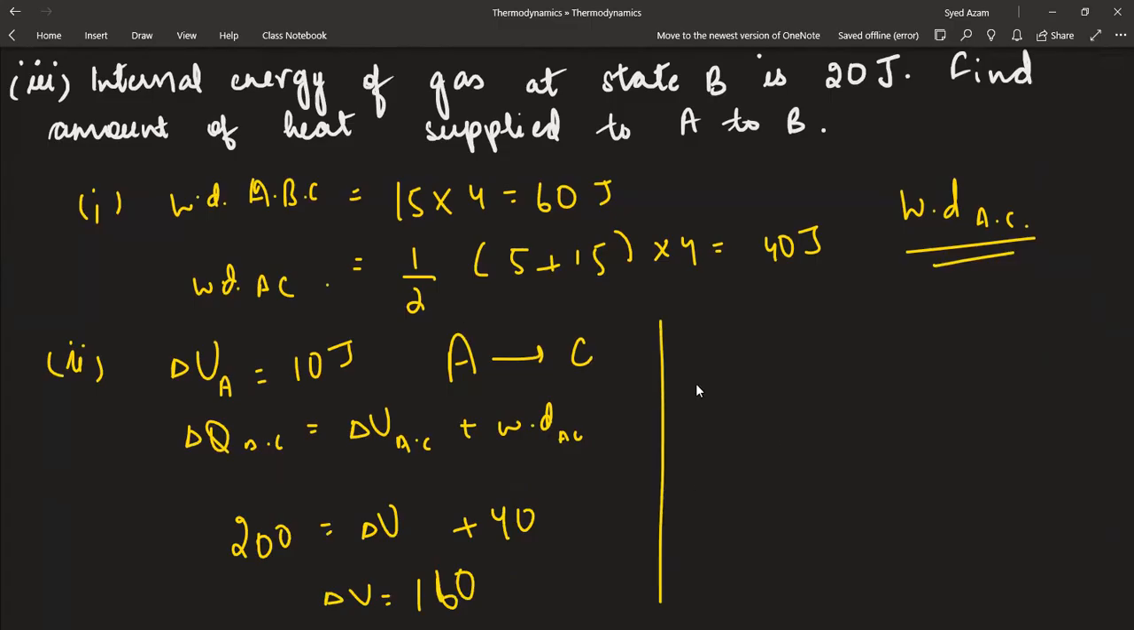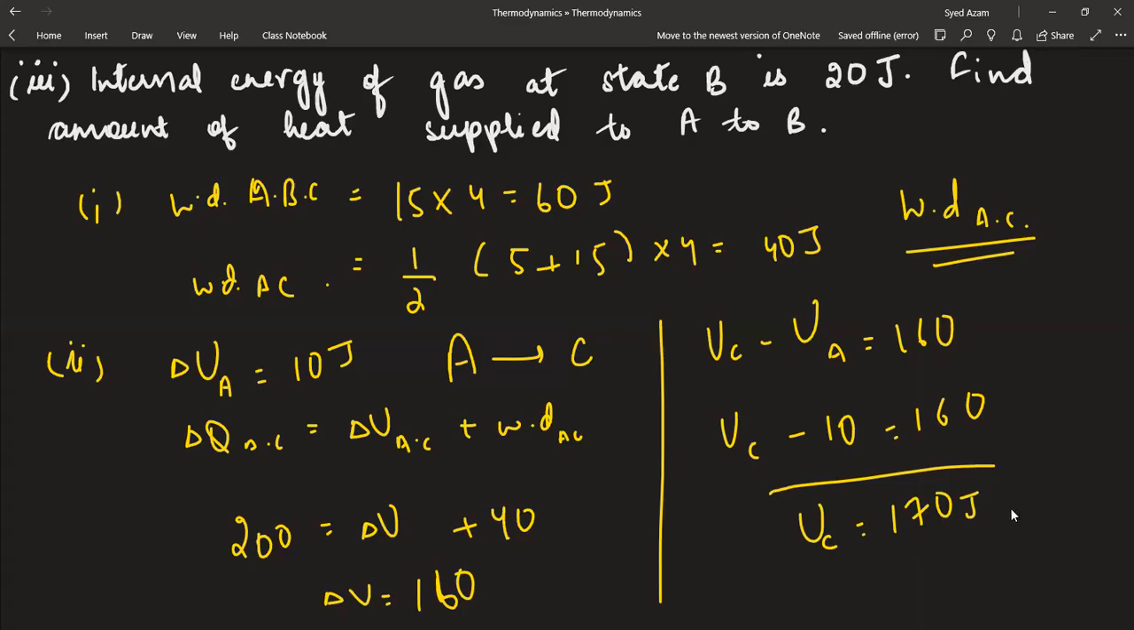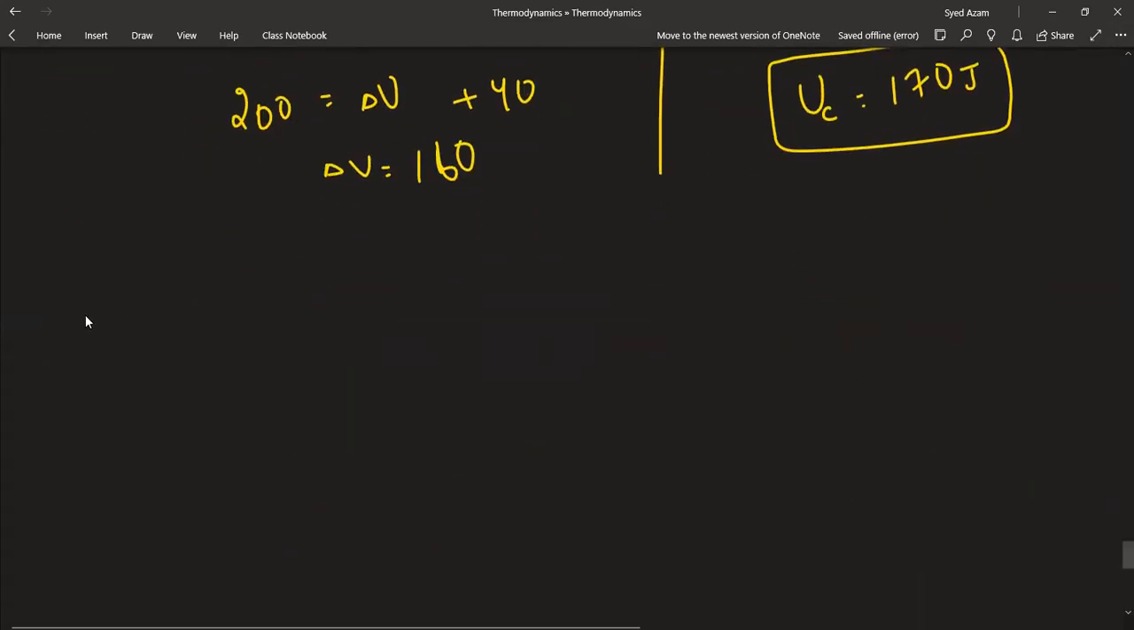Now, we have to find out the change. This was given as 10, so will it be 170? See, UC minus UA is calculated as 160. UC we have to calculate, and UA is 10, so 10 will be added here. So UC will be 170 joules. Right, and lastly it is saying the internal energy of a gas at state B is 20. Same thing, but you have to calculate now the heat supplied to it. So it is even shorter than the previous one.